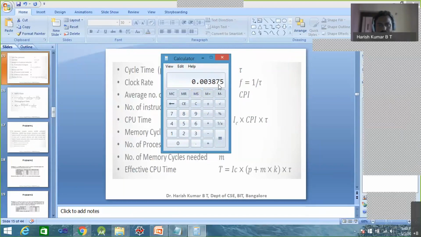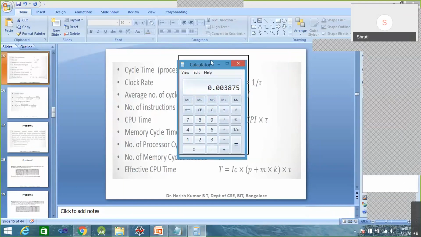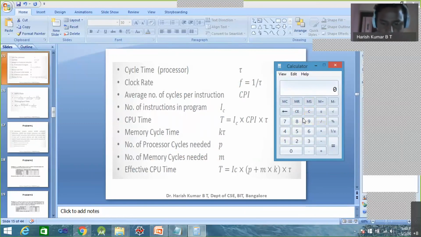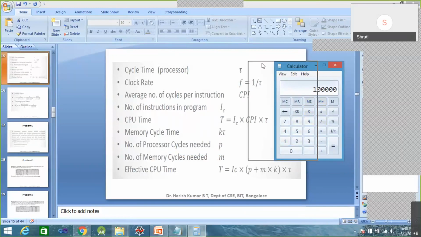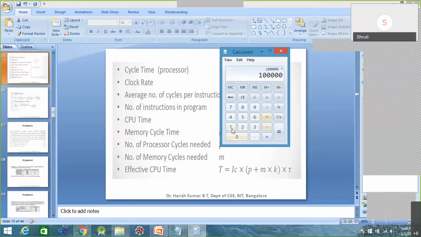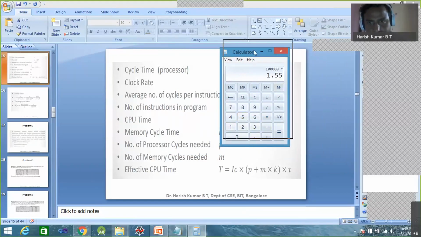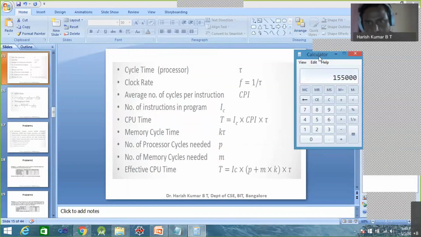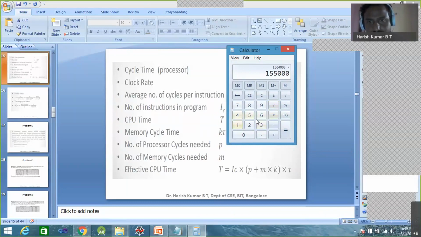Correct, no? Sir, if we follow the CPU time formula, for IC's value it is 1 lakh. Just observe here. Is this 1 lakh? Correct, no? Yes. What is this point? 1.55. Correct. This is what I got. Now that has to be divided by F, because you know F. Divided by 40 into 10 raised to 6, 40 megahertz, correct?